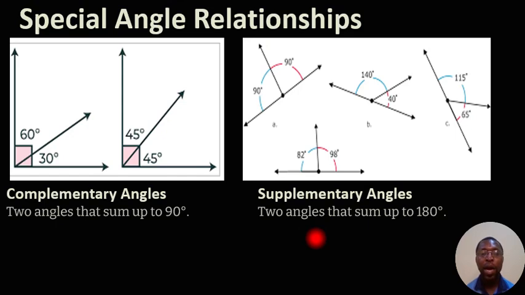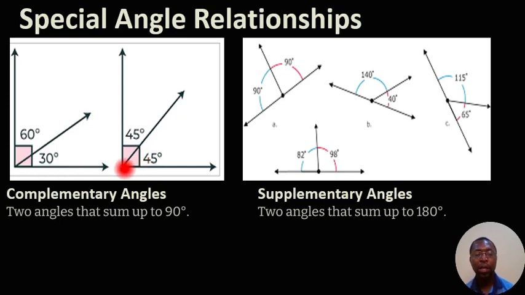And then we also have some special angle relationships. We have the complementary angles. When two angles sum up to give you 90 degrees, the two angles are known as complementary angles. For example, 60 degrees and 30 degrees are complementary angles, because if you add them together they give you 90 degrees. The same thing applies here. 45 degrees and 45 degrees are complementary angles, because if you add them up together, they will give you 90 degrees.